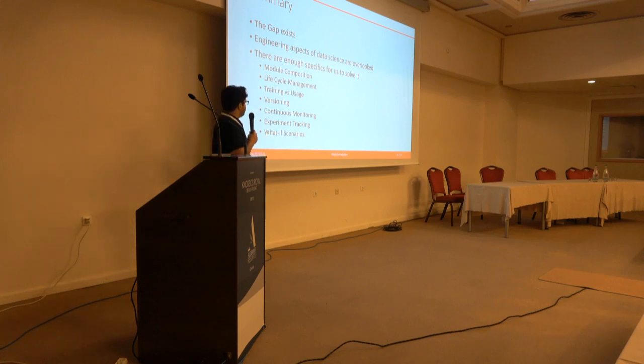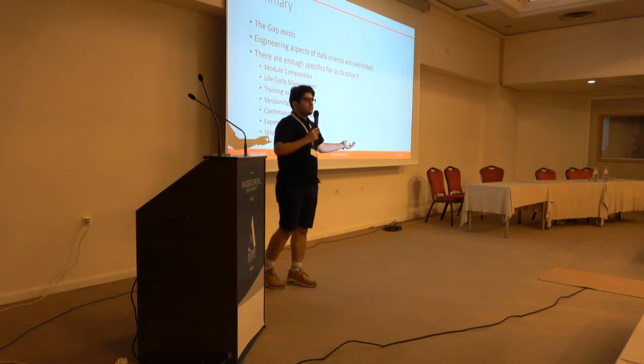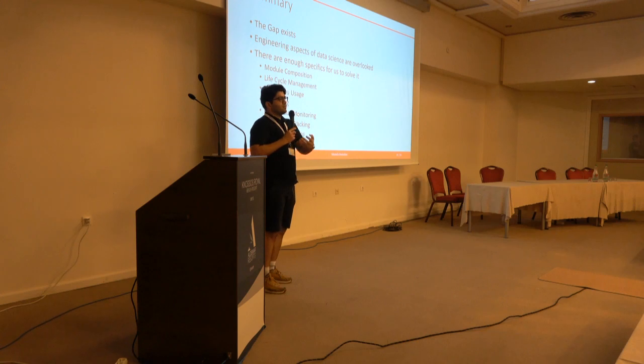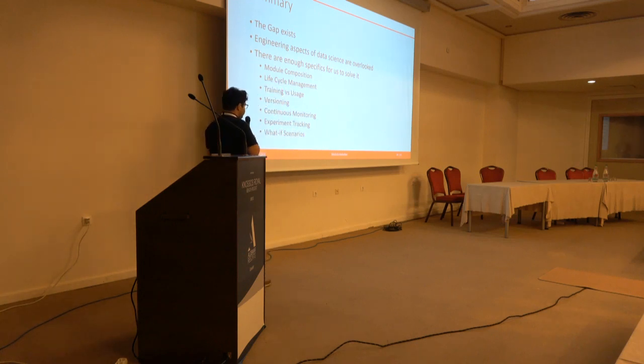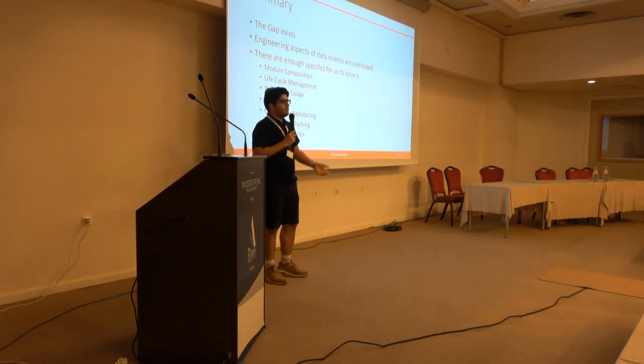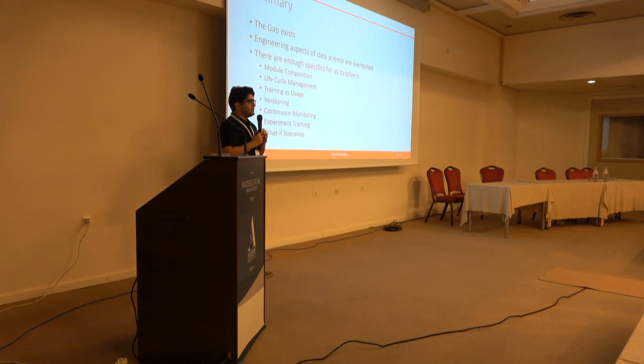Versioning, continuous monitoring, and also experiment tracking, because for now, experiment tracking has very basic functionality and lacks version control, so you probably don't have a good tool for model lineage. You will need these kinds of tools, and also what-if scenarios to automatically generate scenarios, find corner cases, and so on, to make your application work.